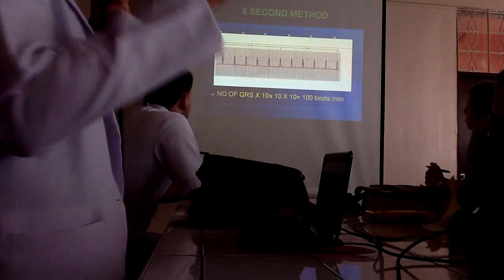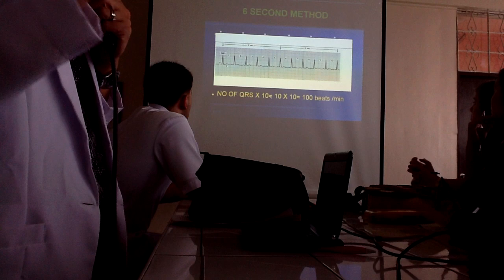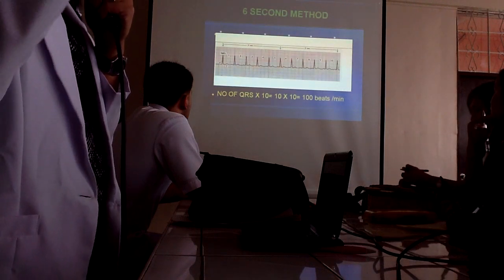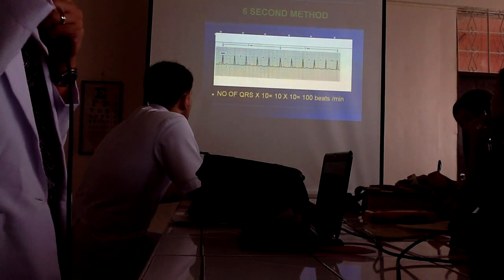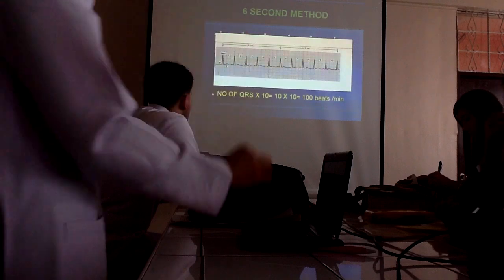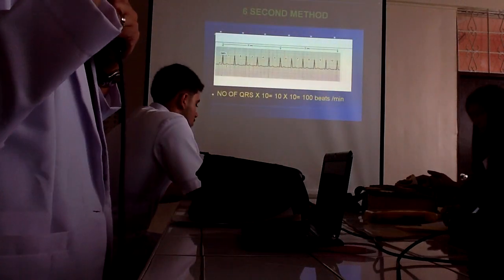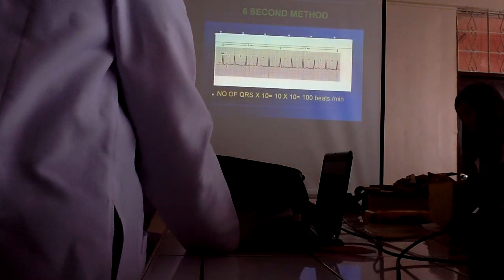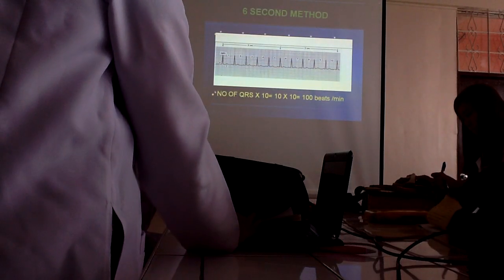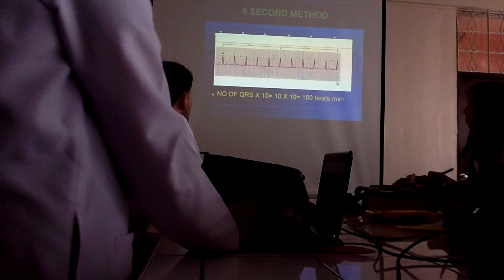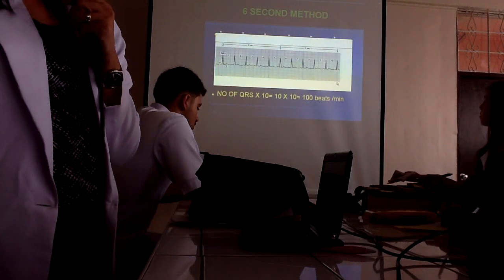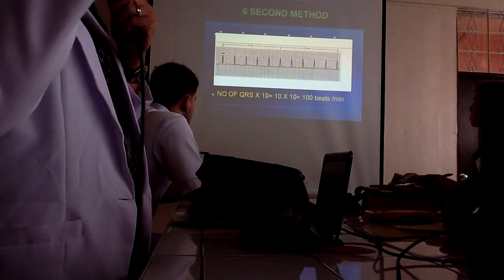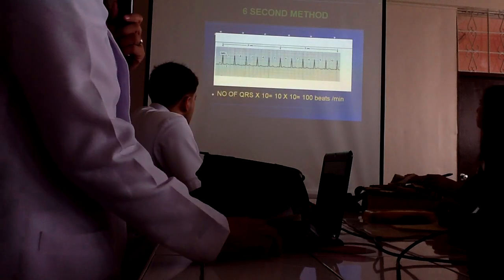Then you multiply the number of QRS complexes by the constant 10. In the same way, in the 1,500 method, the 1,500 is constant. Now, the variable is what? In the square method, the variable is the squares, and here the variable is your QRS complexes. So you multiply 10 by 10, so the answer is 100 beats per minute. Did you understand? So you have the 1,500 method, the square method, and the 6-second method.